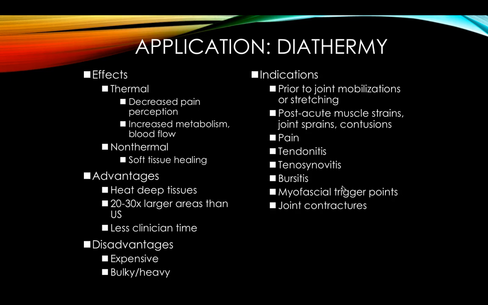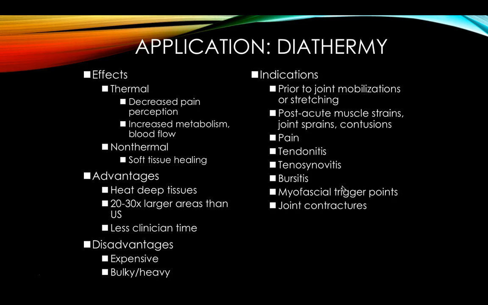Advantages of diathermy, we heat deep tissues. We can get almost 20 to 30 times larger areas than our ultrasound units can. So again, cereal bowl versus ketchup packet. Usually less clinician time. We still are really there supervising the whole time, but we don't have to sit there and move the ultrasound head. Disadvantages, it's expensive, it's really bulky and heavy, it has lots of restrictions on where it can be placed, so usually you need your own separate room for this. So there's lots of kind of disadvantages with that.